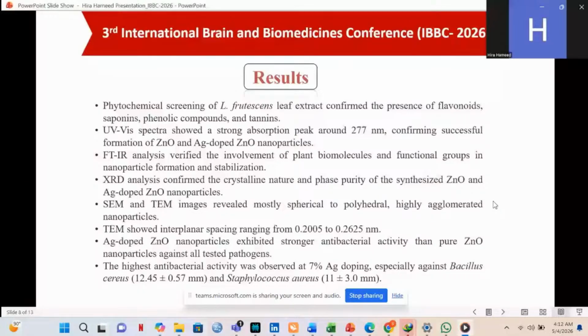Further, we did FTIR analysis. This verified the involvement of plant biomolecules and functional groups in nanoparticle formation and stabilization. Then we did XRD analysis. It confirmed the crystalline nature and phase purity of synthesized zinc oxide and silver doped zinc oxide nanoparticles. SEM and TEM images revealed mostly spherical and polyhedral, highly agglomerated nanoparticles.